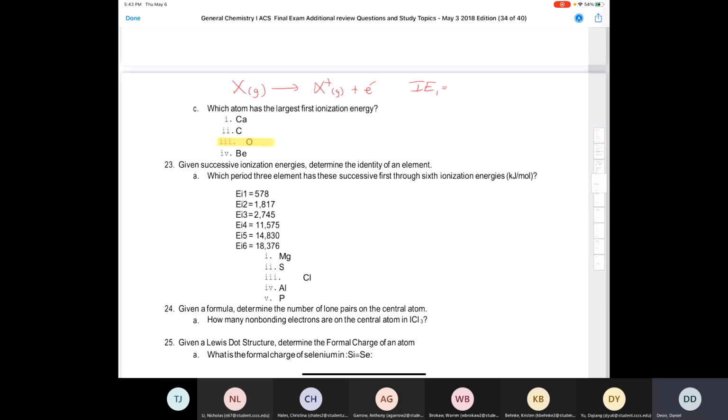Beryllium is way back in group 2A. Beryllium is a pretty big element for being in period 2, and so it's easy to remove an electron from beryllium. Okay, so make sure you know these types of trends.